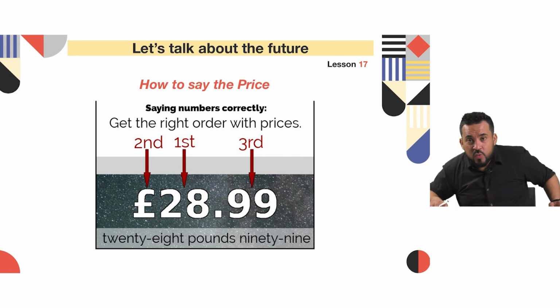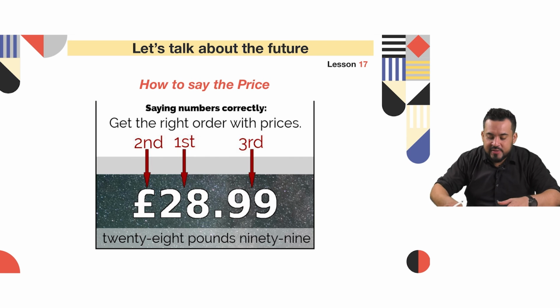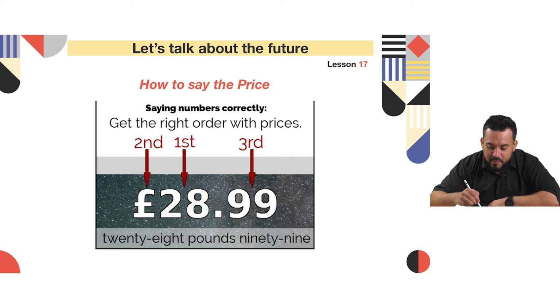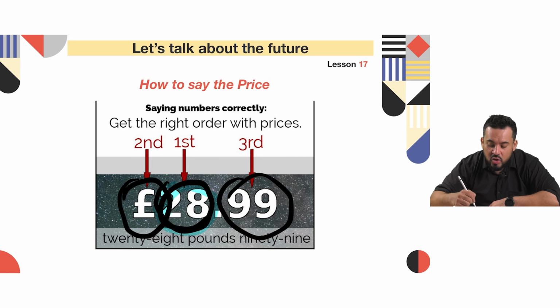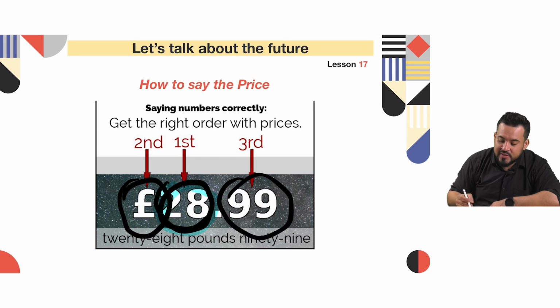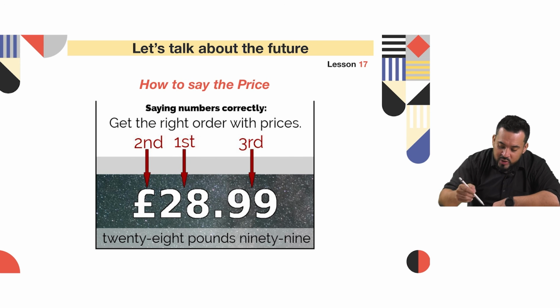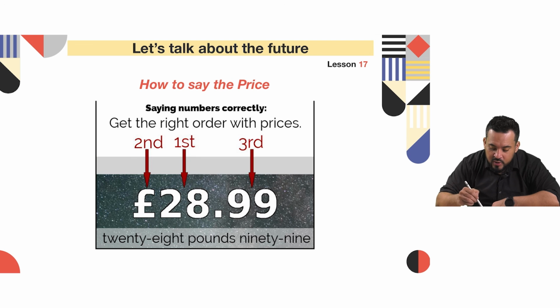All right. Finally, we are going to say how we say the prices. The first thing is we start with the main number, the price, this one right here. So this one is 28. First, we start with the 28, which is the main number. Then the currency, pounds, 28 pounds. Then we talk about the cents or pence. We say 99. So how do you read this price? 28 pounds 99. So this is how we read any prices. We start with the 28, and then the currency, and then the cents.